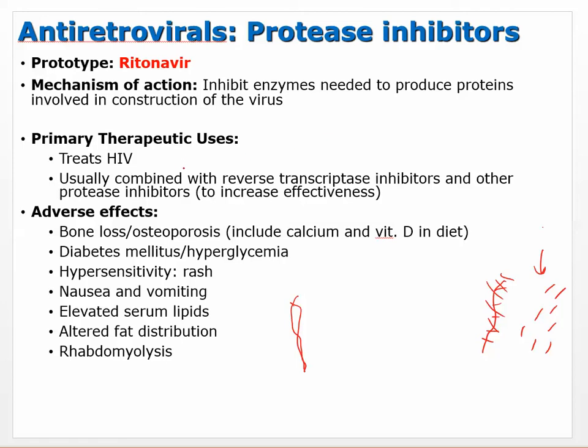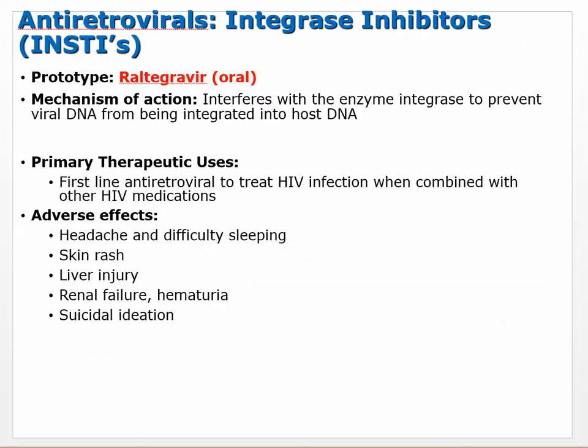Therapeutic uses: treatment of HIV, combined with reverse transcriptase inhibitors and other protease inhibitors to increase effectiveness. Adverse effects: bone loss, osteoporosis, so you would include calcium and vitamin D in the diet because this is a risk. Diabetes mellitus, hyperglycemia, hypersensitivity, which would be shown as a rash, nausea, vomiting, elevated serum lipids, altered fat distribution, and rhabdomyolysis. All of these things can occur with the protease inhibitors that are supposed to be blocking the HIV virus. Ritonavir is the protease inhibitor.